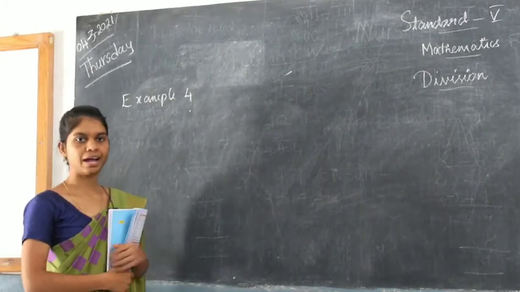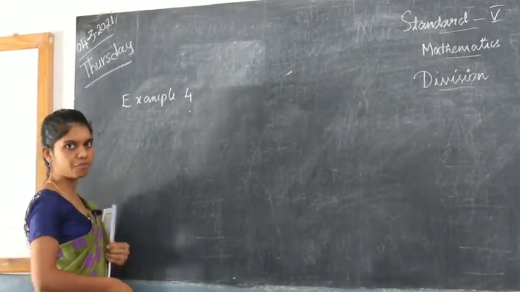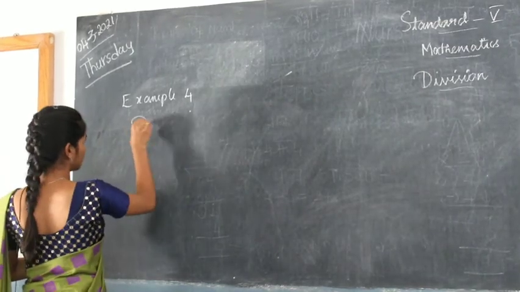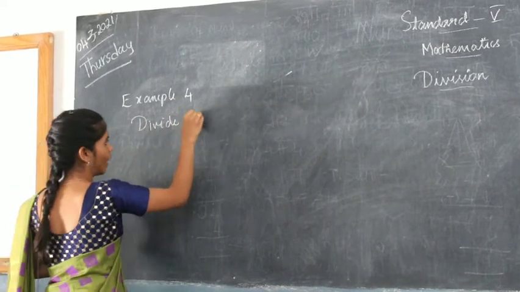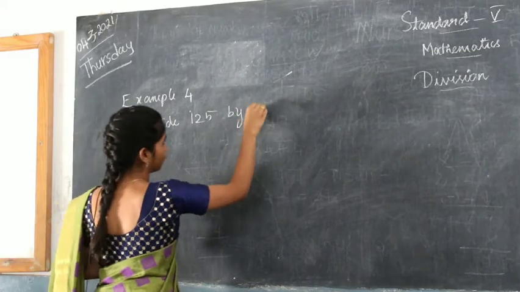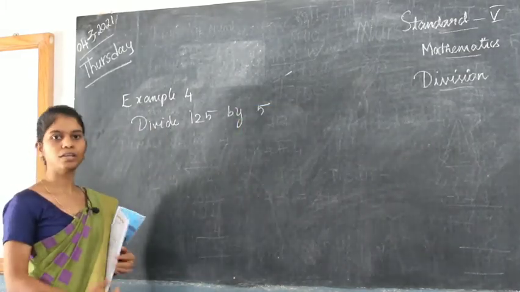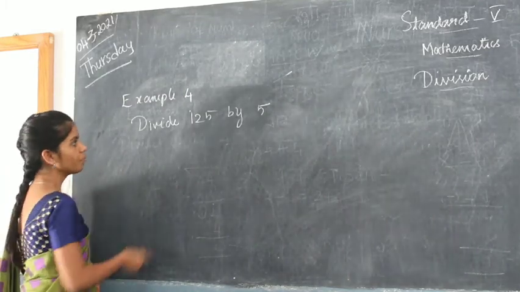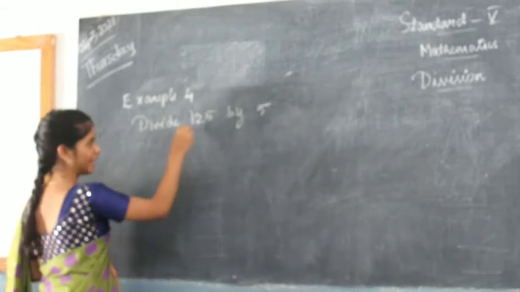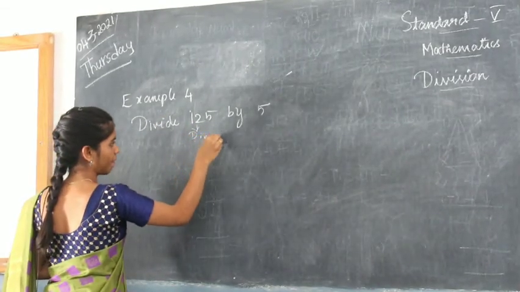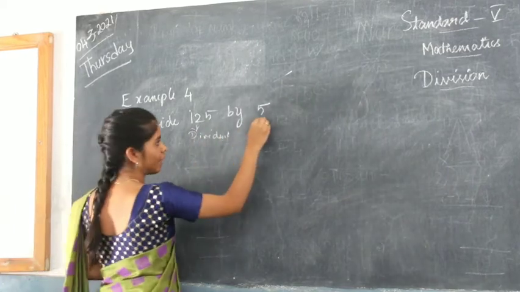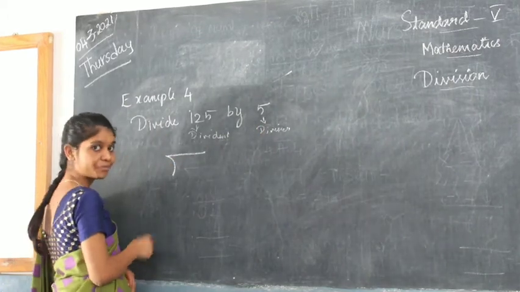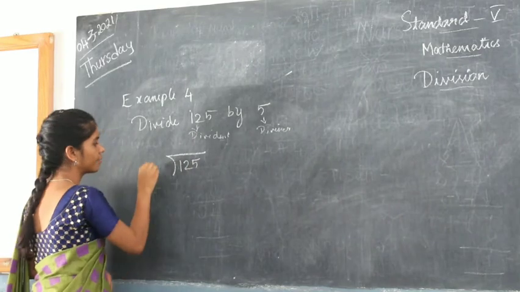Now take page number 14 and example 4. Division of 3-digit number by 1-digit number. Okay. So divide 125 by 5 using the algorithm method. That means you have to use the method which I showed you now. So you have to divide 125, which is the dividend. So 125 is your dividend and 5 is your divisor. So you will write 125 inside and 5 outside.